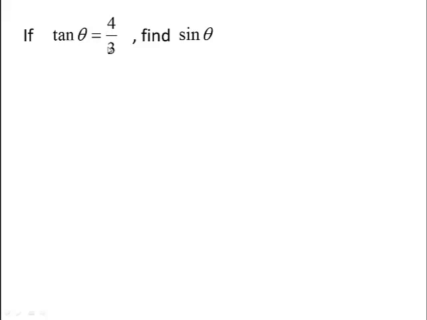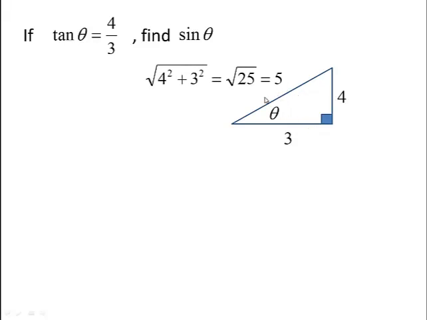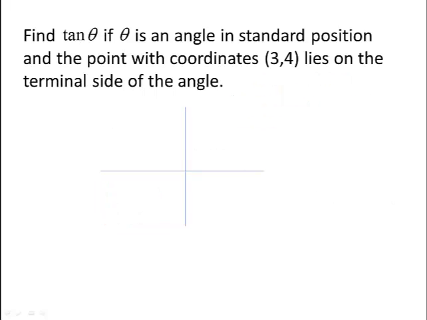If tangent of theta is 4/3, find sine of theta. So here is my triangle, opposite over adjacent. That is my tangent. And using the Pythagorean theorem, I get 5 for the hypotenuse. So now sine is opposite over hypotenuse, which is 4/5.